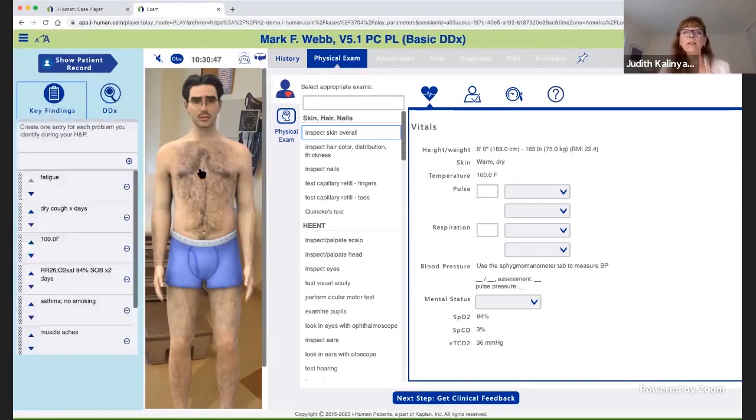So we're going to go back to doing our physical exam now that we've thought through the differential and we can select what we want to do and what order we want to do it in. So tell me what you want to do, starting at the top of the head, and we'll work our way down.